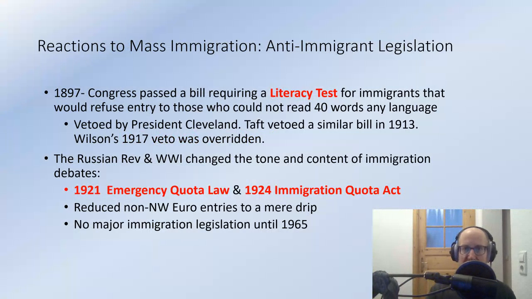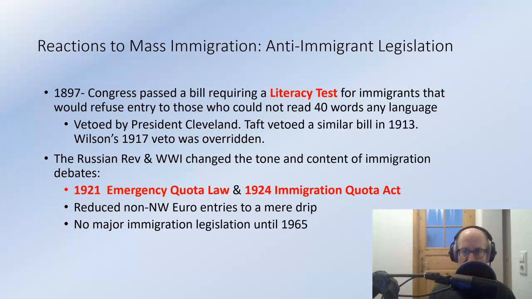In 1897, Congress passed a literacy test for immigrants, which would refuse entry to anyone who couldn't read 40 words in any language, including their own. This literacy test was vetoed by Cleveland. Taft vetoed a similar literacy test bill. And then Woodrow Wilson, during World War I, also vetoed the literacy test, but his veto was overridden. So a literacy test existed for a couple of years. And then that was overridden by the 1921 and 1924 immigration quota laws, which basically reduced immigration from people who weren't from Northwestern Europe. And this was the defining immigration legislation for 40 years in the 20th century.